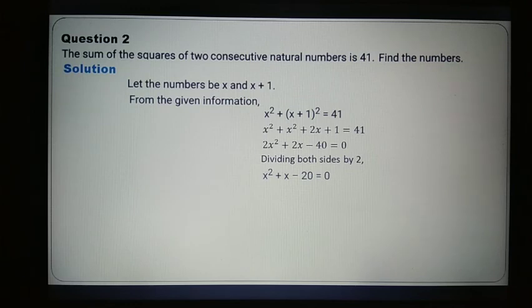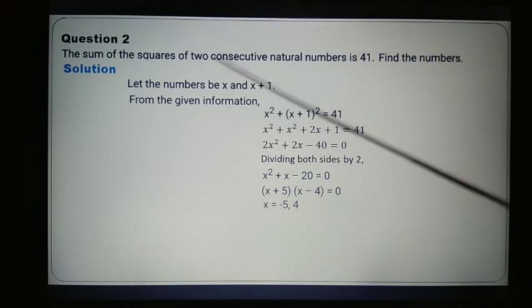Now just solve it. Most of the problems in this particular chapter will be solved by yourself. I'm just going to give you the direction and arrive at the quadratic equation, and the solving part is all yours. Now the factorization of the left hand side will be this much. The value of x is going to be minus 5 or 4.